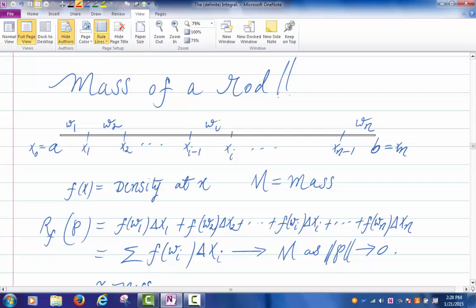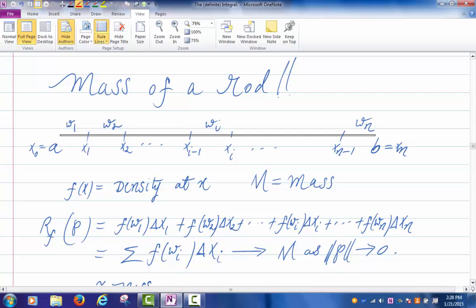Well, what is the mass of the first piece? The mass of the first piece is the length of the first piece multiplied by the density at W1. So multiply the density at W1, f of W1, with the length of the first piece, you get the mass of the first piece. Approximate. F of W1 is not constant density, but I'm saying if it is so tiny, then I can assume that approximately the density is constant.